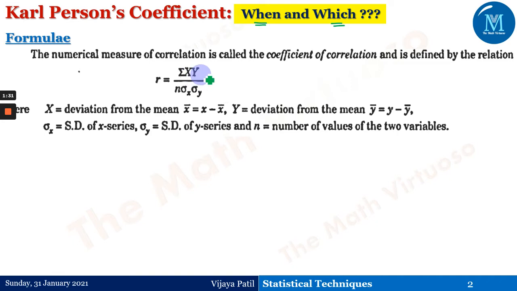The numerical measure of correlation is called the coefficient of correlation, or sometimes the correlation coefficient, one and the same thing, and is defined by the relation small r equals summation of XY upon n into sigma x sigma y. Now understand, this is a capital X and capital Y in the numerator. What does this capital X mean? This capital X is nothing but the deviation from the mean. What do you mean by deviation? Deviation is nothing but the difference.